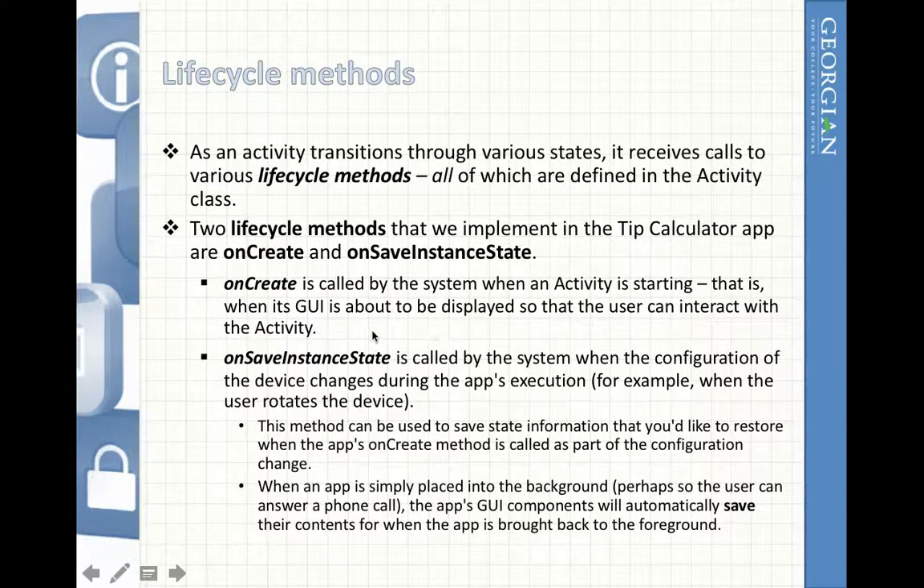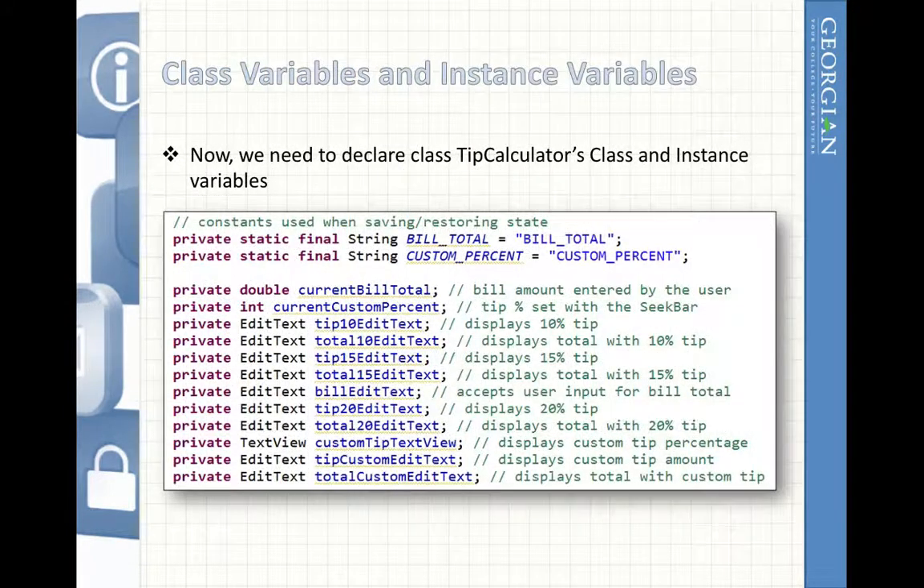Then there's another one, onSaveInstanceState. It's called when the configuration of the device changes during the app's execution. So for example, when you rotate the device, if you change the orientation of the device, this onSaveInstanceState is fired, is triggered.